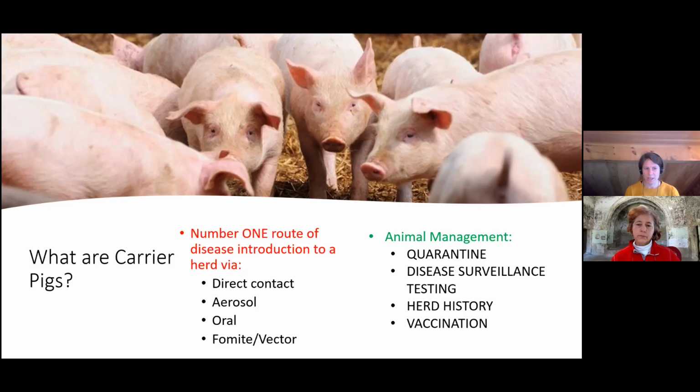So it's pretty equal opportunity risk. But the good news is there are steps that you can take to combat this risk. So we're going to focus for the next couple of slides on quarantine. But in addition, things like targeted disease surveillance testing when you have these suspect carrier pigs, knowing the herd history from where that carrier pig came from, and certainly applying vaccinations to that pig and then to the rest of the herd that's going to be welcoming in this potential carrier pig.